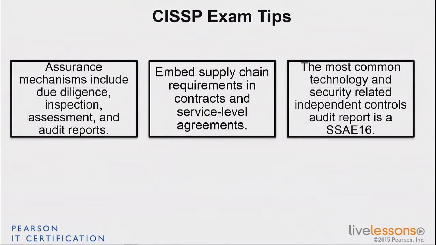And let's wrap up this lesson by looking at 3 CISSP exam tips. Remember, assurance mechanisms include due diligence, inspection, assessments, and audit reports. That we should embed supply chain requirements in our contracts and in our service level agreements, and that the most common technology and security-related independent controls audit report is an SSAE 16.